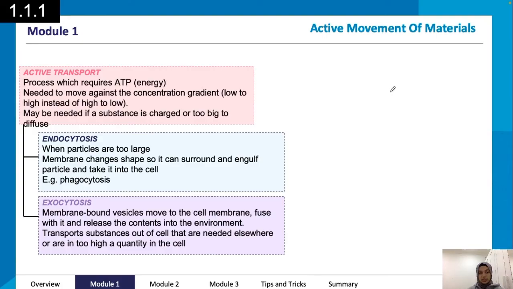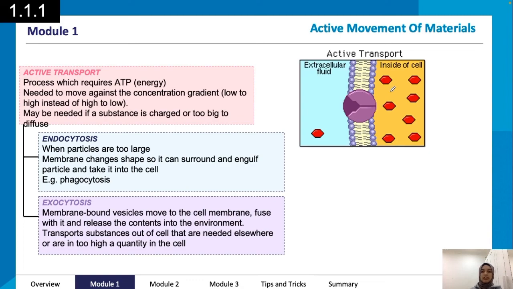Okay? Exocytosis, however, is a little bit different. It is where membrane-bound vesicles move to the cell membrane, fuse with it, and then release the contents into the environment that's surrounding it. So transport substances out of the cell that are needed elsewhere or are in too high of a quantity in the cell. Okay? So again, one of them is moving in, one of them is releasing, or it's going out. So endo in, exo out. Okay? That's how you want to remember it. That's how I remembered it.